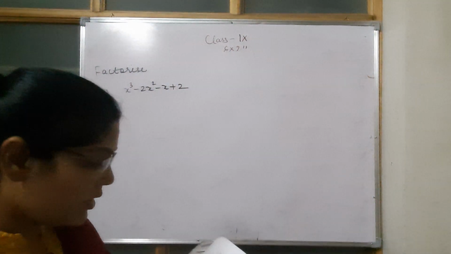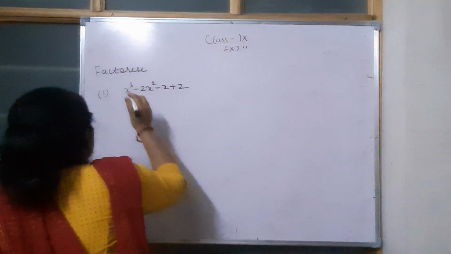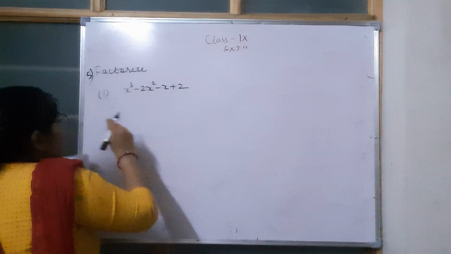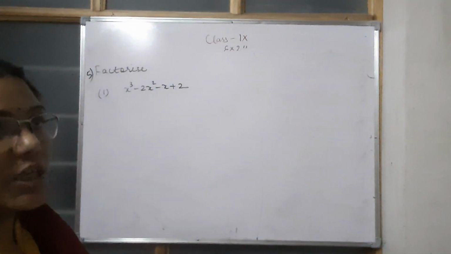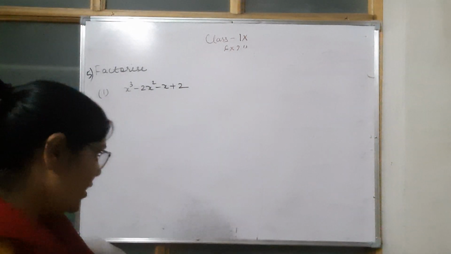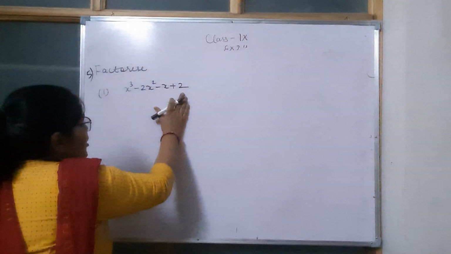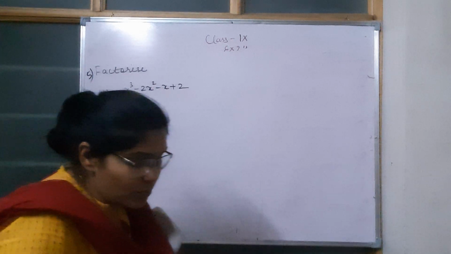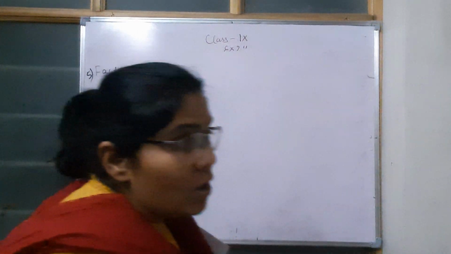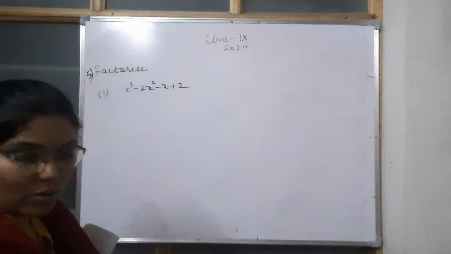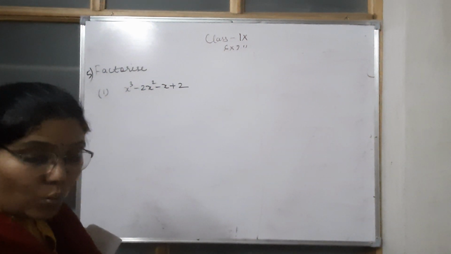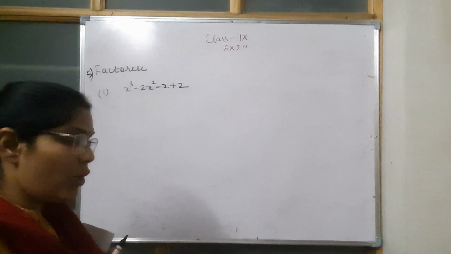Alright, now let's just discuss question number 5 we were earlier discussing. So we have to factorize a cubic polynomial. How do we factorize a cubic polynomial? When it's a degree 2 polynomial, we can do middle term splitting, but here it is a cubic polynomial. So first we will find one of the factors of this cubic polynomial.